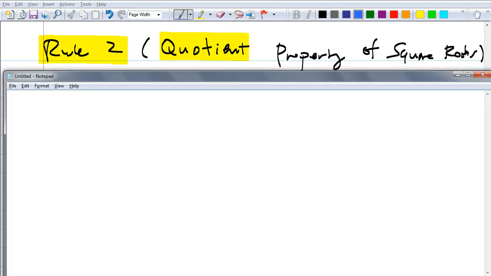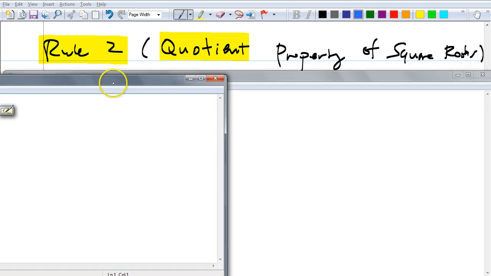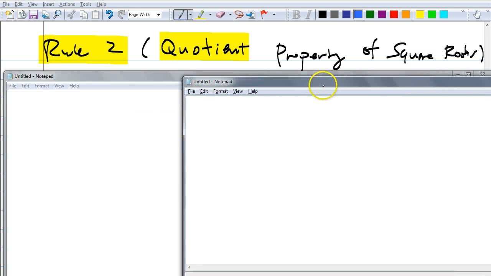Okay, so root 2, the quotient property of square roots. Anybody want to guess what it is? Because root 1 was the product property: the square root of ab is equal to the square root of a times the square root of b. When I say quotient property, anybody? The other one was the product property.